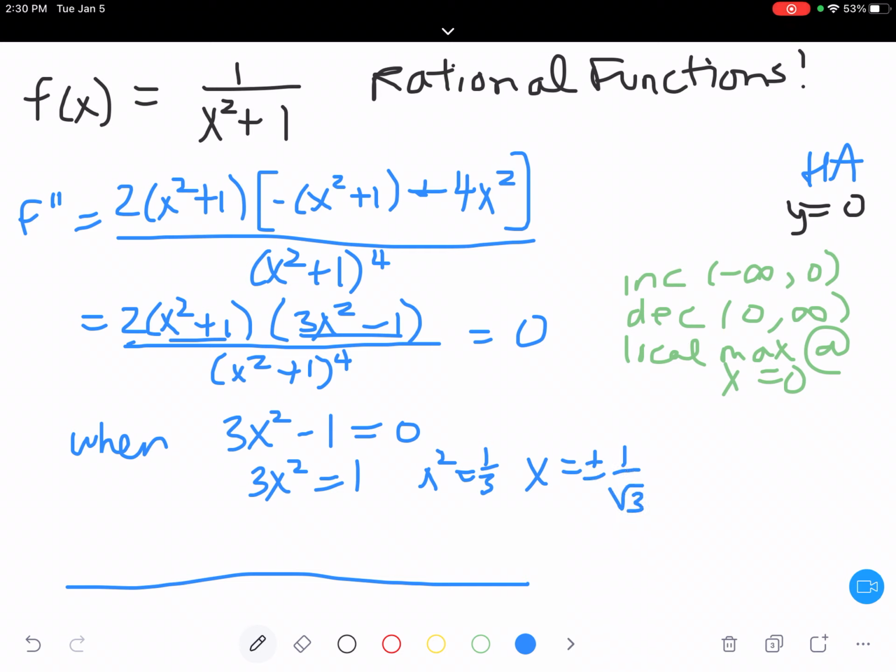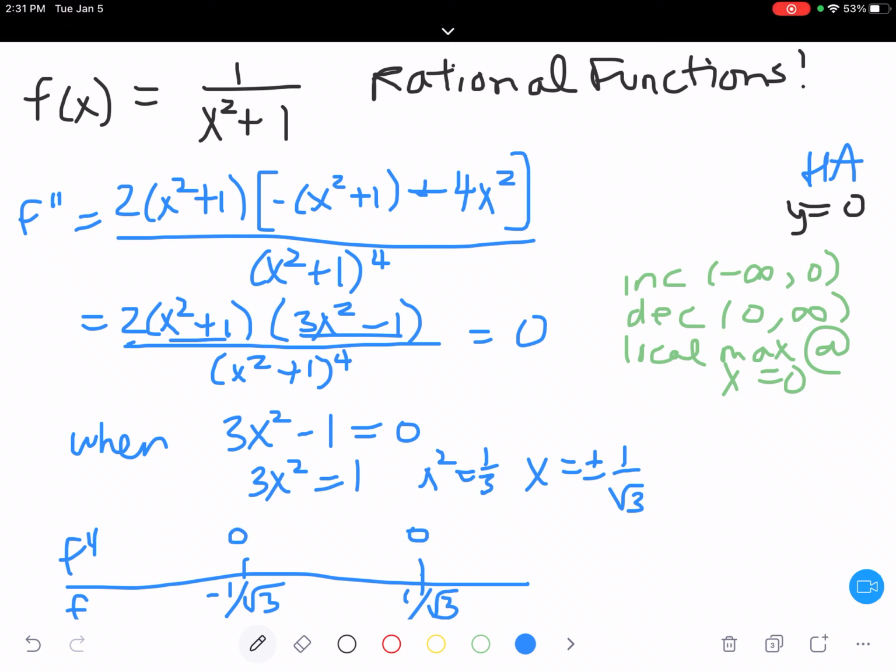Okay, and 1 over radical 3 is like 1 divided by 1.7 something. So it's approximately between 0.5 and 0.6. It's both positive and negative, okay? So I'm going to do a sign chart for f double prime and f, and my zeros are at negative 1 over radical 3 and positive 1 over radical 3. Okay, so I'm going to have zeros on both of these.